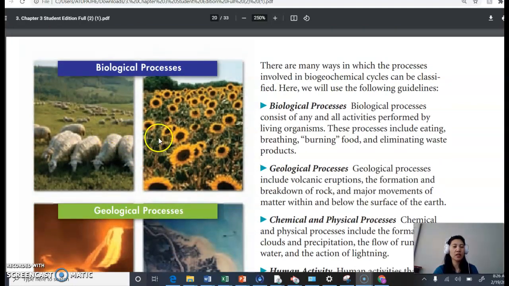So first, you can see here on the picture on the left side, the biological processes. You can see these animals eating the grasses and these sunflowers here. Biological processes consist of all activities performed by living organisms. These processes include eating, as you can see here, these sheep are eating the grasses. This includes breathing, burning food, and eliminating waste products. So that's biological processes.